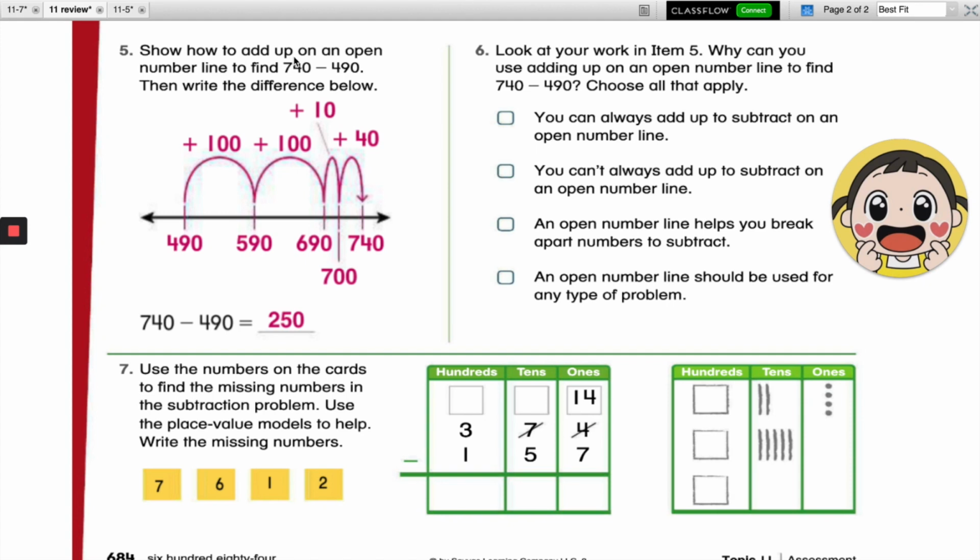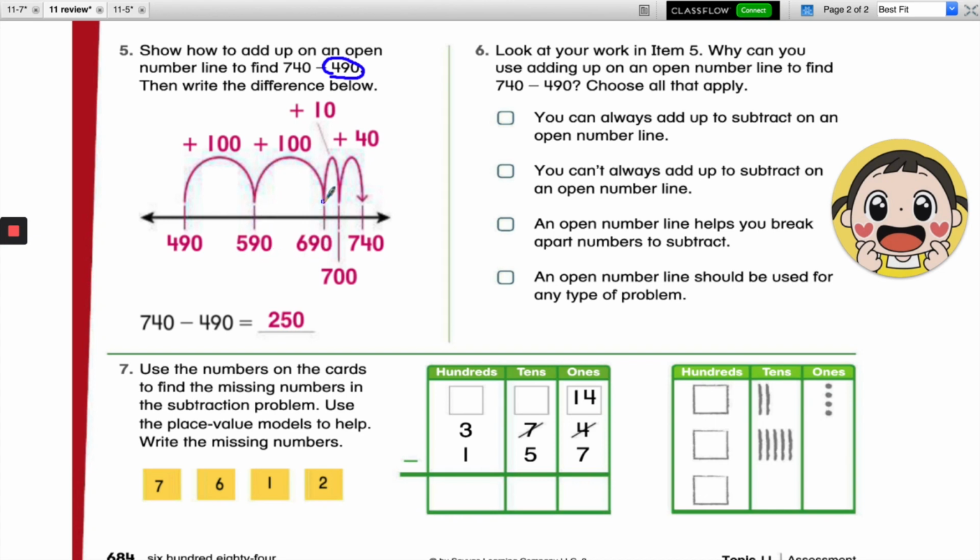Show how to add up on an open number line to find 740 minus 490. Then write the difference. So in this case, we need to add up. So we start with the smaller number, 490. We add 100, which makes 590. We add another 100, which makes 690.